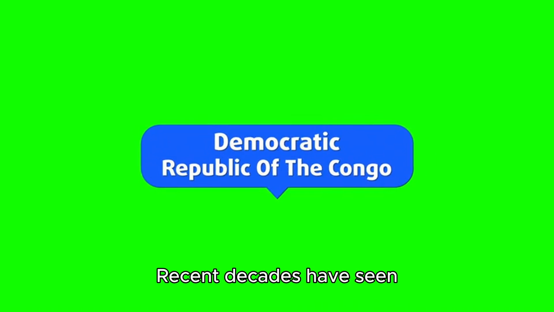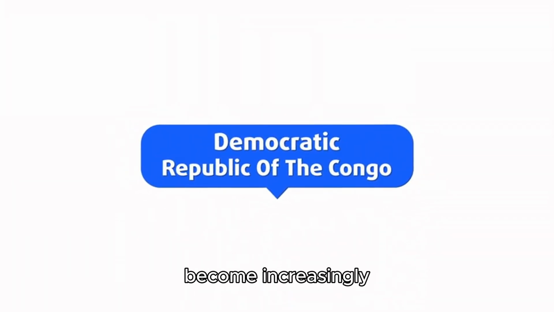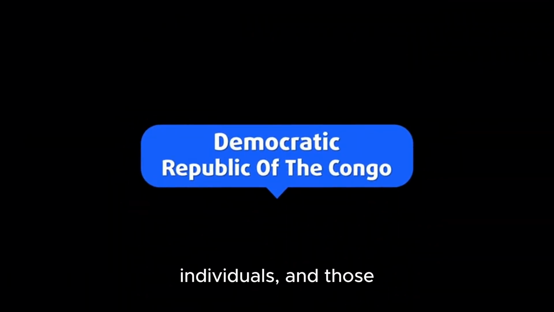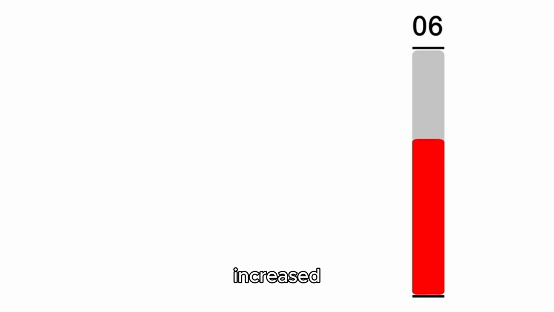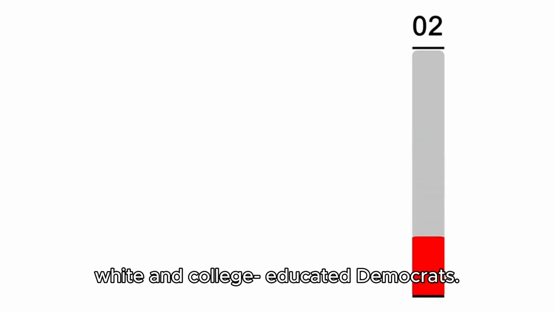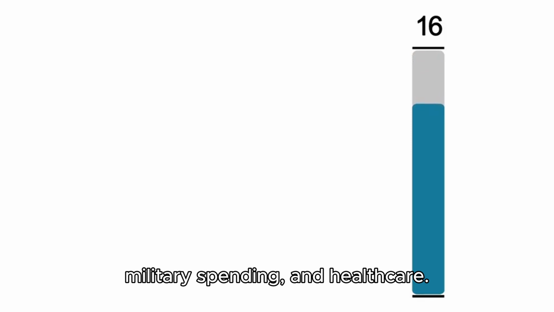Demographic and ideological shifts. Recent decades have seen further changes. The Democratic Party has become increasingly diverse, with growing support from non-white voters, college-educated individuals, and those with no religious affiliation. Liberal identification among Democrats has increased significantly, particularly among white and college-educated Democrats. Republicans have maintained a more conservative stance on issues like taxation, military spending, and health care.